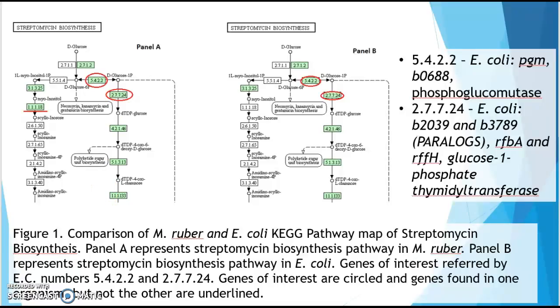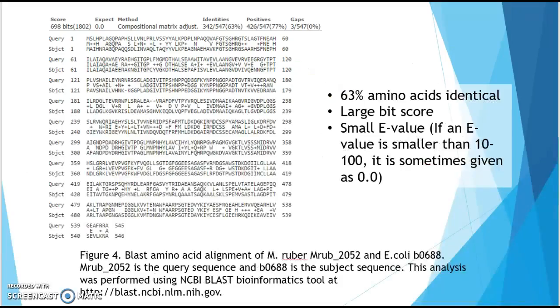Based on the fact that MRUB2052 and B0688 were represented by the same EC number, which was 5.4.2.2, they were chosen to be analyzed together to determine if they were orthologous to one another. The first thing done was a protein BLAST, which is a bioinformatics tool, conducted between MRUB2052 and B0688.